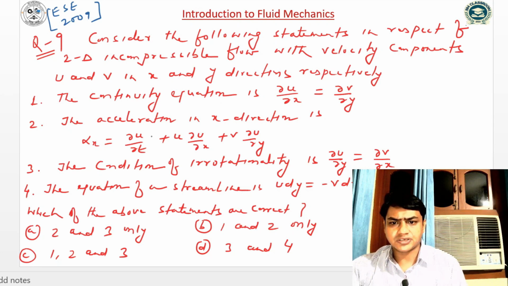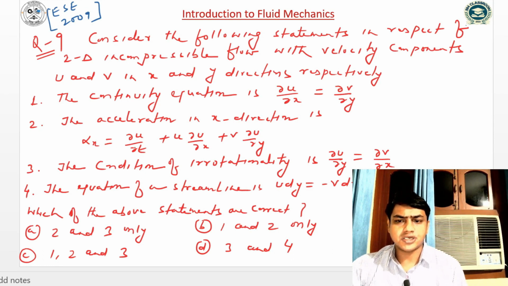The statement is incorrect. The second statement: the acceleration in x direction, that is a_x, is equal to del u by del t plus u del u by del x plus v del u by del y. Yes, it is okay. We have discussed that the acceleration in x direction is the sum of local acceleration and convective acceleration.